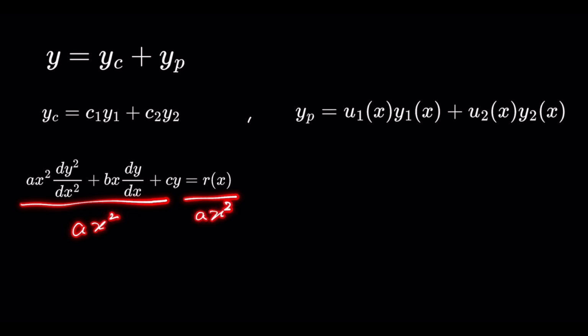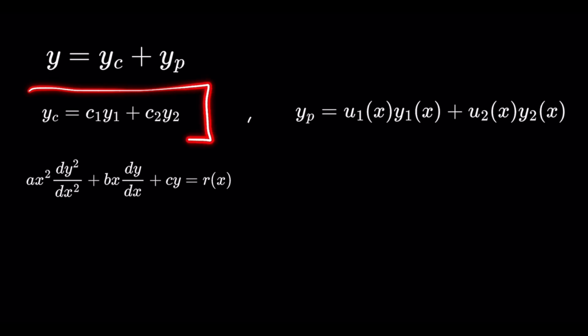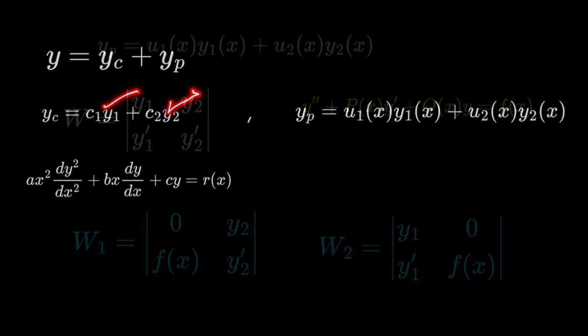Then, we are going to be equating the right-hand side of this equation to 0, which is going to give us the homogeneous version of this equation. After solving this homogeneous equation, we're going to get the general solution, which will be written in this form. The y1 and y2 here are the two linearly independent solutions of the homogeneous equation.